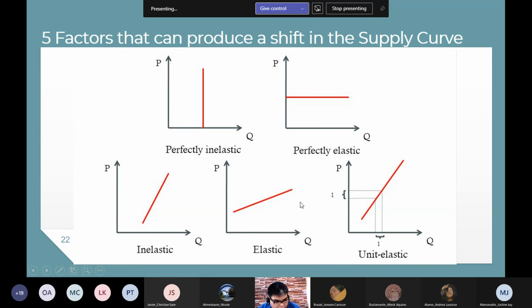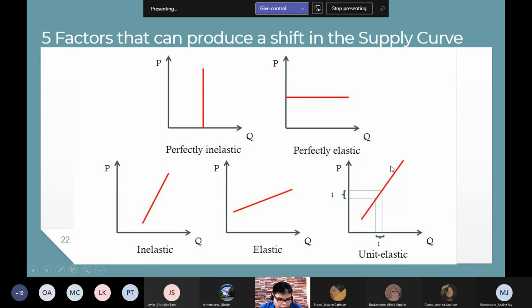This is the first case. For the second case, when E is less than 1, it is inelastic, sorry. This is case number two. Then number three, when E equals 1, it is unitary elastic. They call it unit elastic, so it increments per unit. The price and the quantity match.